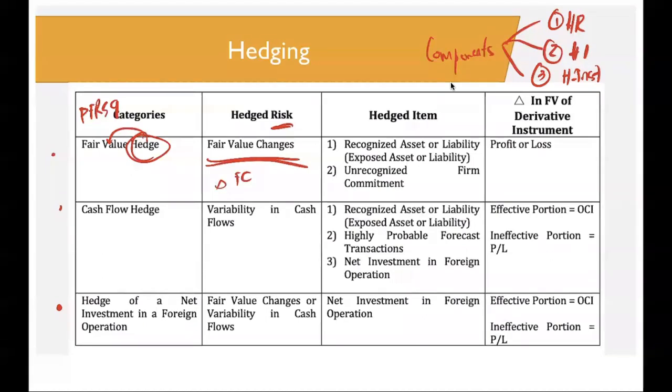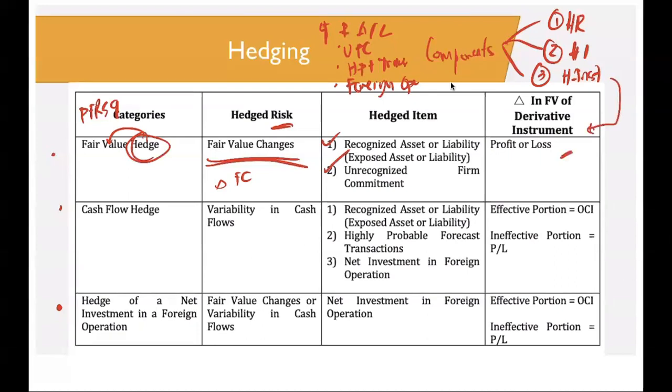So what is your hedge item? Remember, we have four hedge items. What are the four hedge items again? The first is your recognized asset or liability. Next is the unrecognized firm commitment. Next, we have your highly probable forecast transaction. And lastly, we have your foreign operation. So if ever we have a fair value hedge, what is the hedge item? The hedge item is only your recognized asset or liability and your unrecognized firm commitment. So if there is a change in the fair value of your derivative instrument, which is your hedging instrument, we place it in your profit or loss.